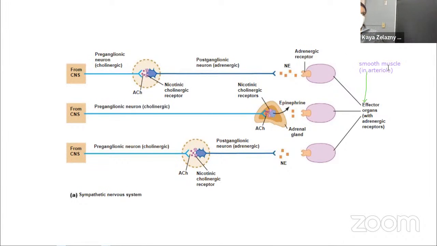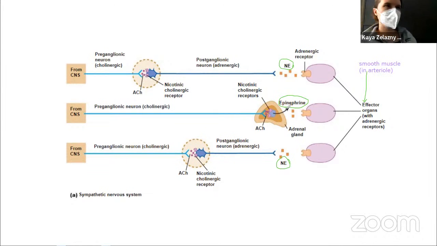So to get to that smooth muscle in the arteriole, we'd start with a signal coming from our central nervous system. We have a preganglionic neuron that releases acetylcholine, so we call it cholinergic. This happens regardless of which of these three routes we're taking. We'd have a nicotinic cholinergic receptor, a receptor that responds to acetylcholine, on our postganglionic neuron, but the postganglionic neuron itself is adrenergic, meaning it's releasing norepinephrine, or might be going into our adrenal gland, where we have those modified cells, which we call chromaffin cells, that release some epinephrine for us.